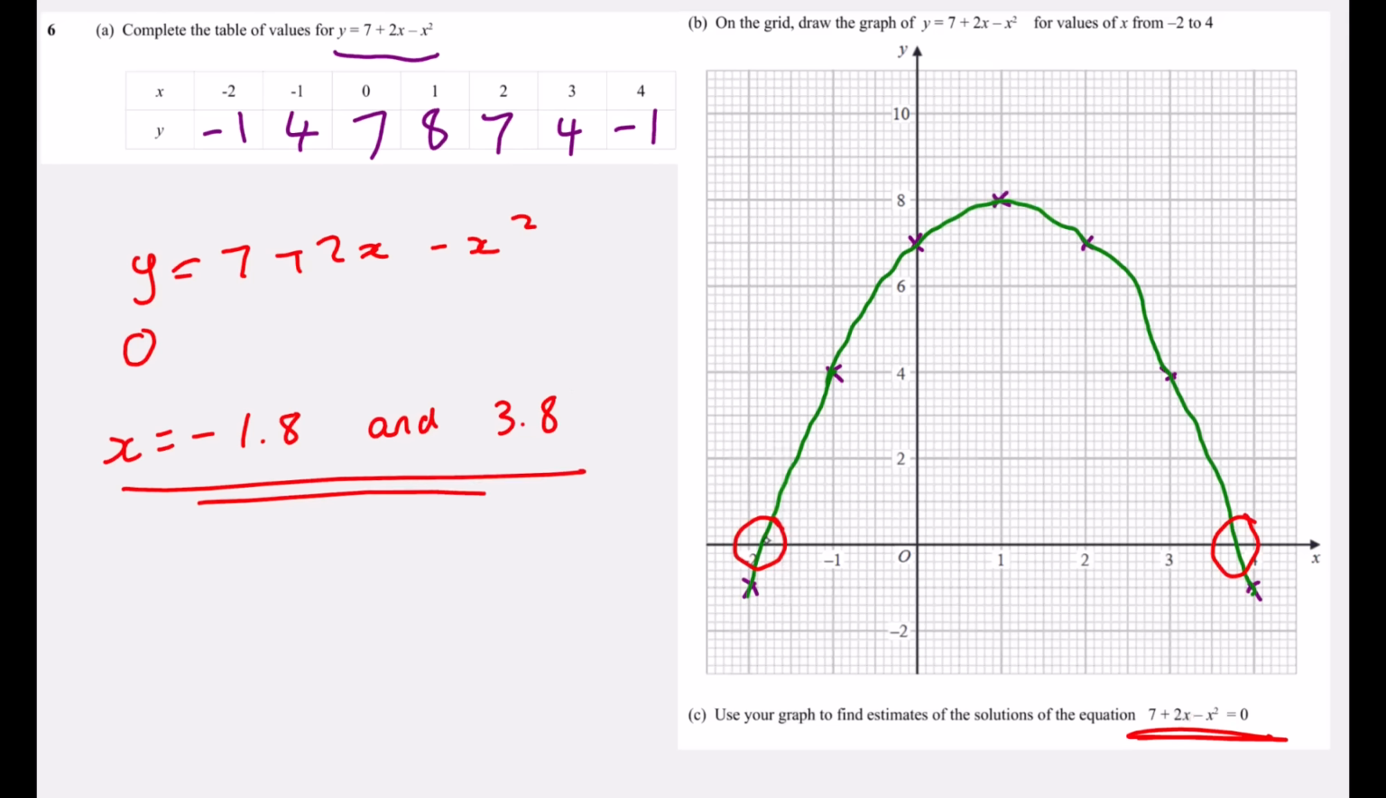So they're sometimes called the roots. And you might also be asked about the turning point, which is where it turns. So at 1, 8 on this graph.